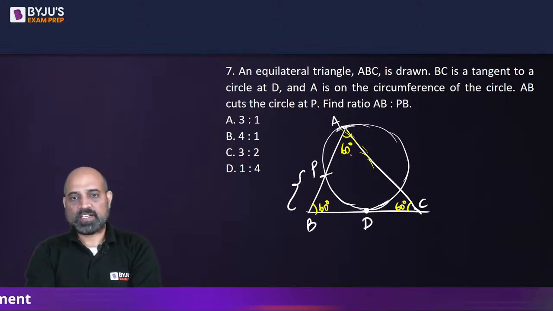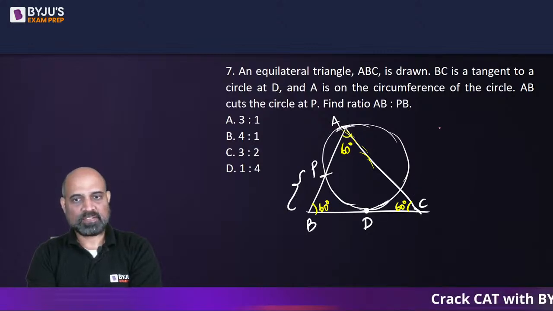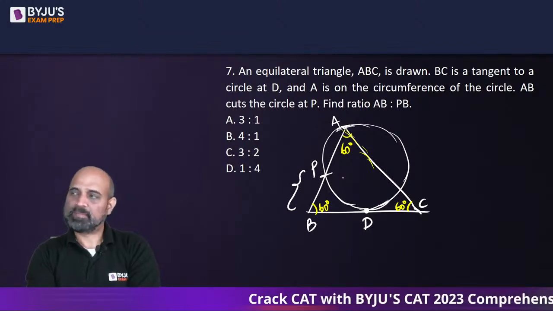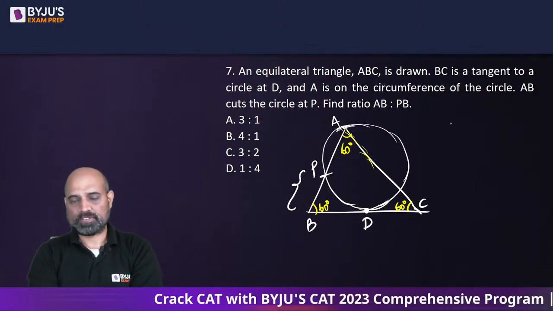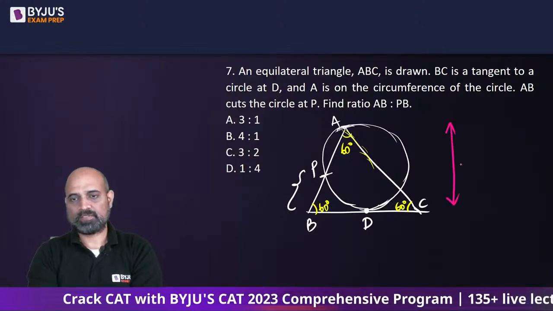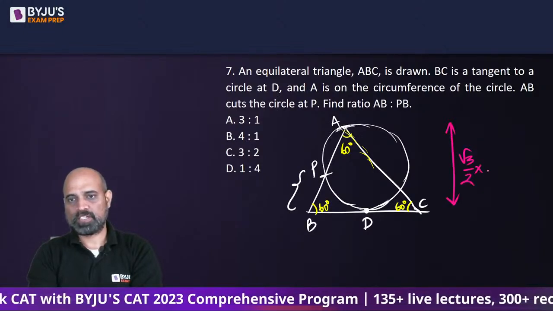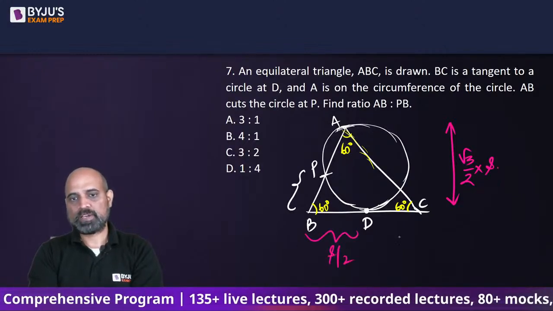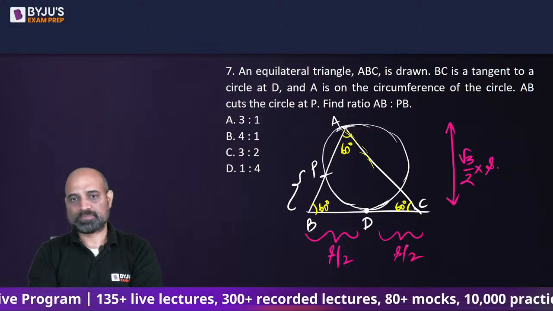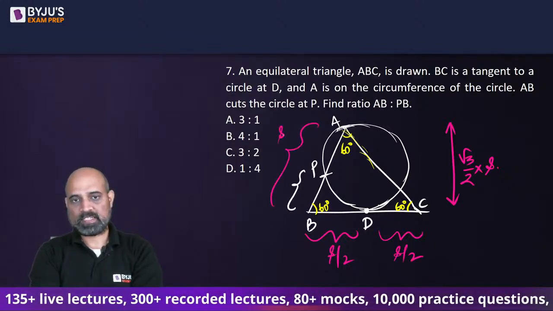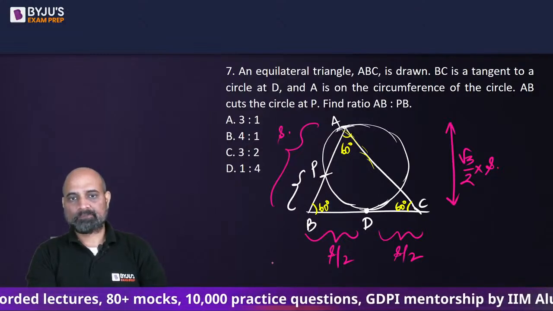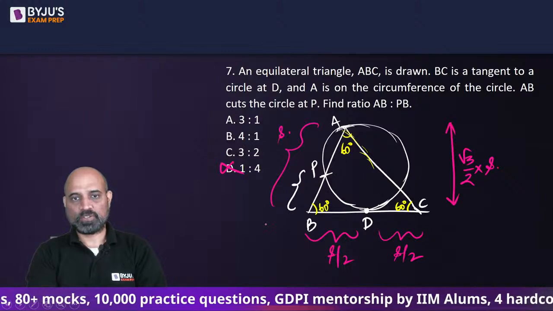Okay, let's assume that it touches P, AB and AC, and they cut it at those 2 points. And the diameter of the circle is equal to the height of this equilateral triangle, which is going to be √3 by 2 times the side. Let's say the side is S. So this is going to be S by 2 and this is going to be S by 2. This entire thing is S. So obviously D is not the answer, because S will be bigger.